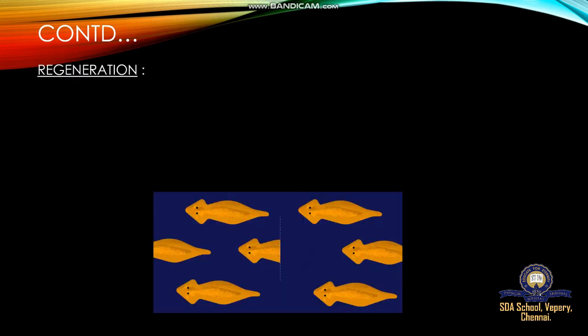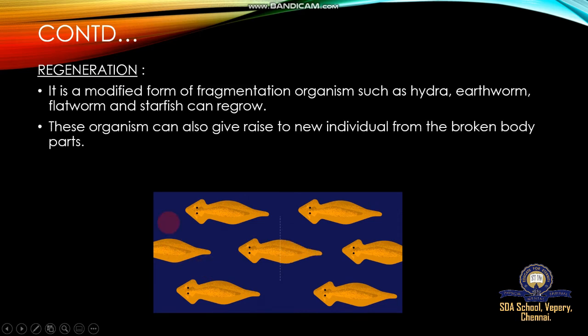The next type of asexual reproduction is regeneration. Regeneration is seen in planaria. The planaria breaks into two pieces, and these two pieces develop into individual organisms. It is a modified form of fragmentation. Organisms such as hydra, earthworm, flatworm, and starfish can regrow. Regrow means regrowth.